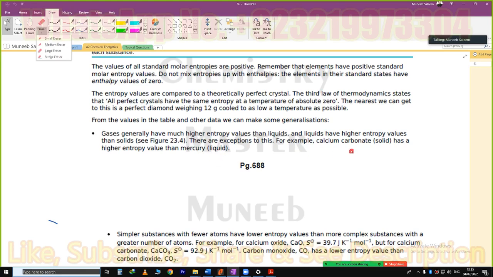The reason why there is an exception here is that calcium carbonate has a complex structure, whereas mercury is comparatively simpler, because it is based only on mercury atoms. But calcium carbonate contains so many atoms. Simpler substances with fewer atoms have lower entropy values than more complex substances with a greater number of atoms. So this compound has a greater number of atoms than mercury. We can say it may be because of this reason that mercury has a smaller entropy value.